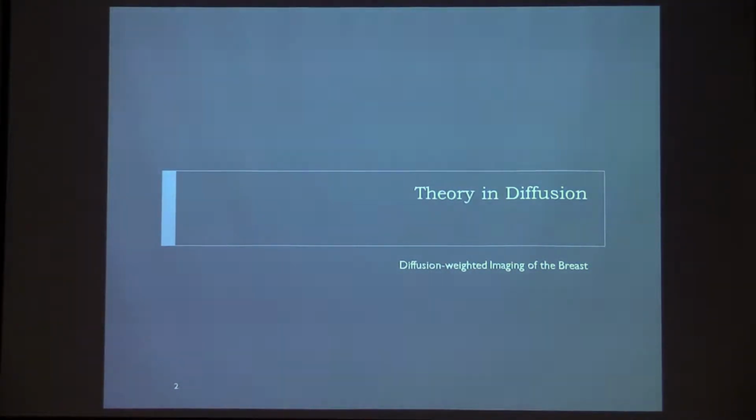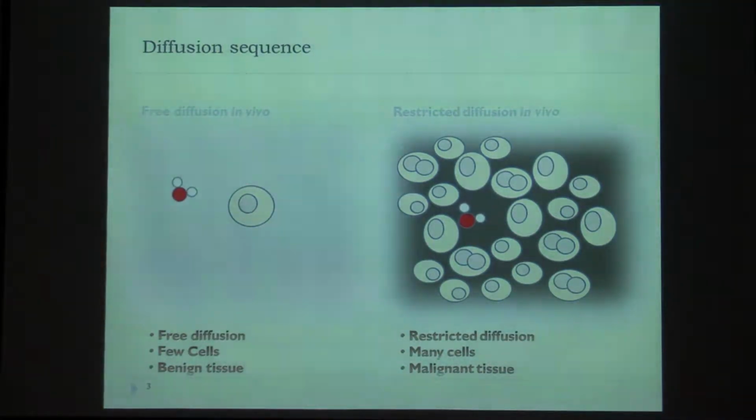So a few slides on theory. As you probably know, the diffusion sequence is a sequence that measures the motion of the proton within the tissue. So for example here, the sequence will tell you that the proton can move easily. So there is a free diffusion. That means there are few cells and we are probably in a benign tissue. In this example, you can see that the proton cannot move easily. They are stuck by the cells around them. So that means that there are a lot of cells, so we are probably in a malignant tissue. So you see, this is a very simple idea.